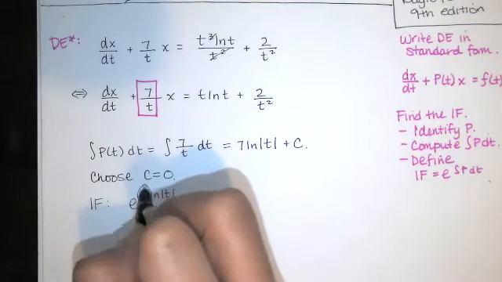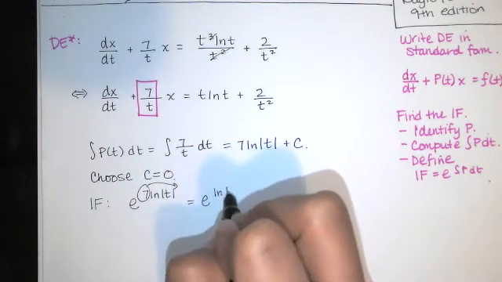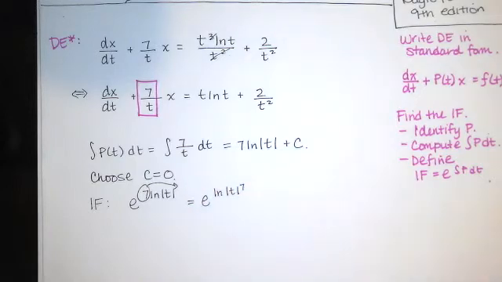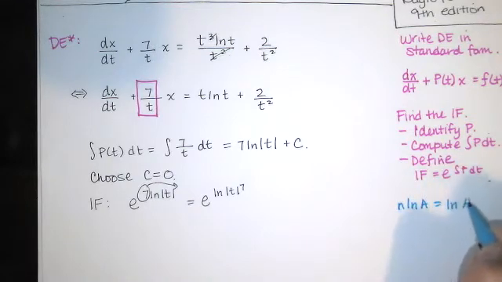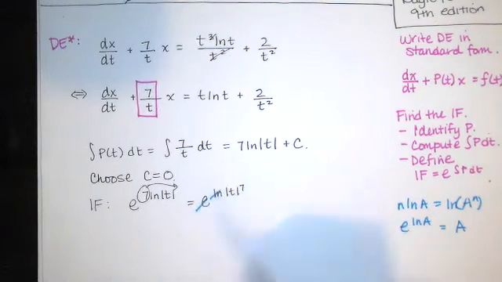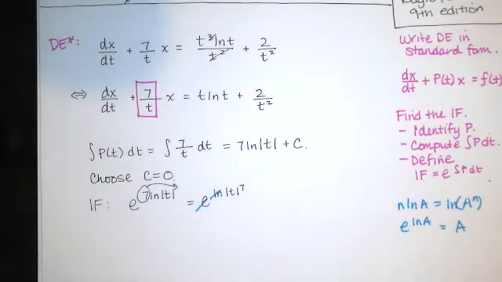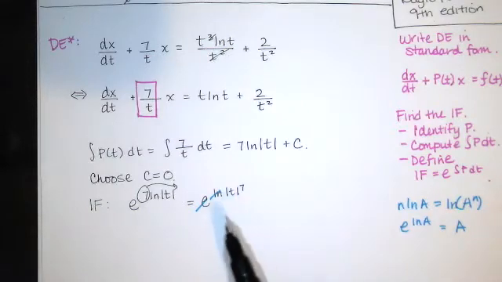Now again, if I've got a constant out front, I can bring that inside because of this log property. And then because of this exponent and log property, because these undo each other, the exponential and the log disappear, and we have a t to the 7th, absolute value of t raised to the 7th power.